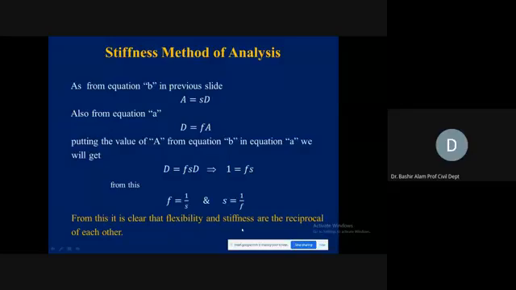Now, with this much discussion, you should be able to produce this relation, that flexibility and stiffness are reciprocal of each other. So you should be able to derive this relation.